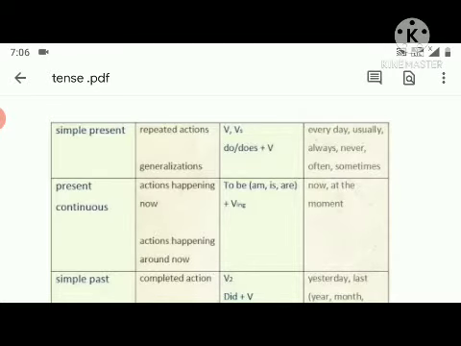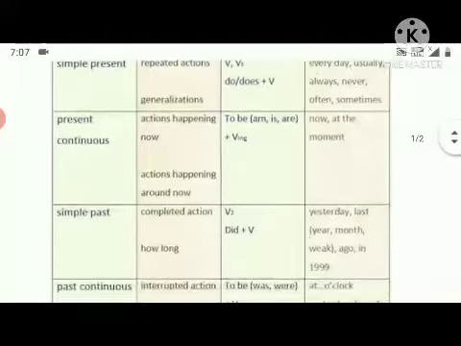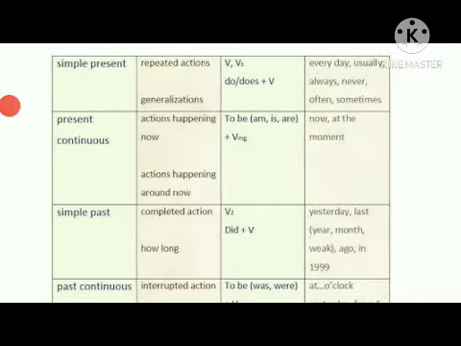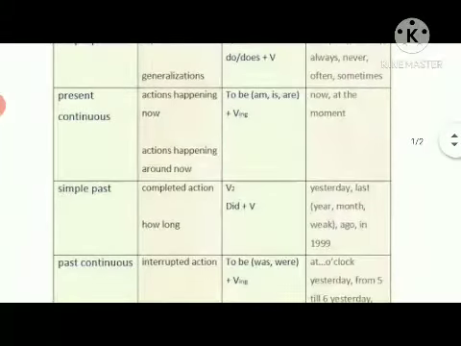First is simple present. In simple present we use verb first form in affirmative sentences, and in negative and interrogative sentences we use the helping verb do, does with verb first form. Okay, in present continuous tense, in continuous tenses we'll always be using verb first plus ing form, and the helping verb will always be is, am and are. Present continuous tense means actions that are happening now. So the helping verbs are is, am and are, and verb first with ing form is being used.